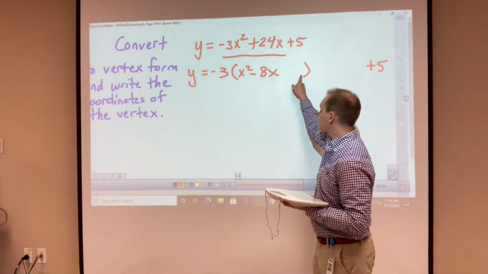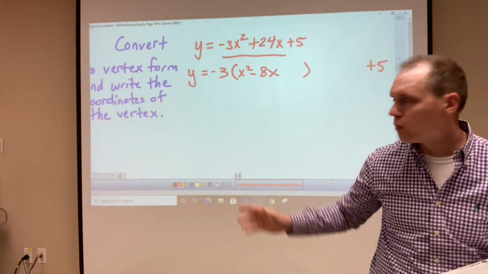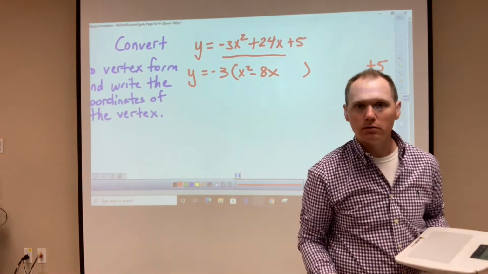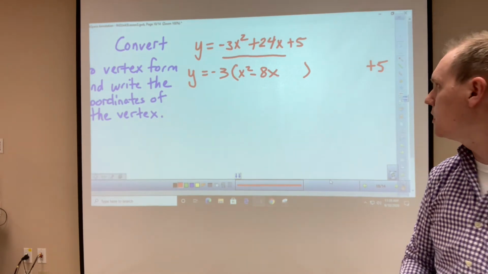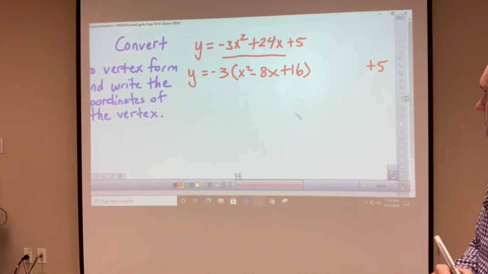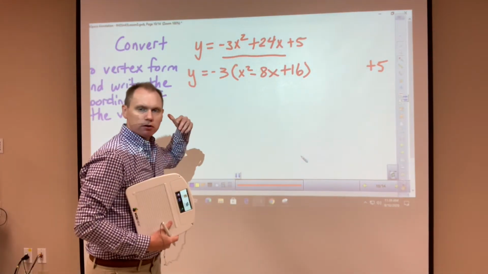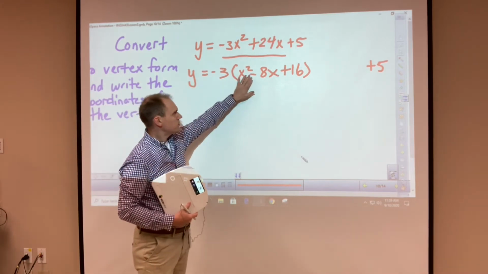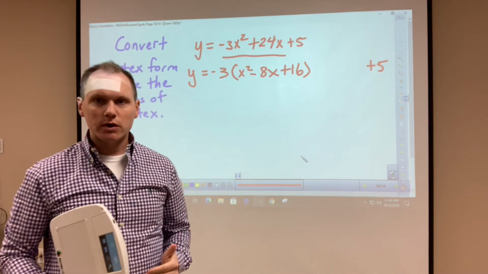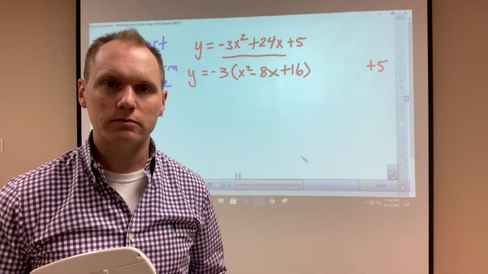Okay, so now inside the parentheses, we've got the situation that we want, right? We've got an a value of 1 right here. So we can complete this square as normal. Okay, so negative 8 divided by 2 is negative 4. Negative 4 squared is 16. Okay, so we factored out the leading coefficient, and then we completed the square on the inside. But the compensation, here's where it gets challenging. The compensation you've got to be really careful about. Okay, here's what I mean.